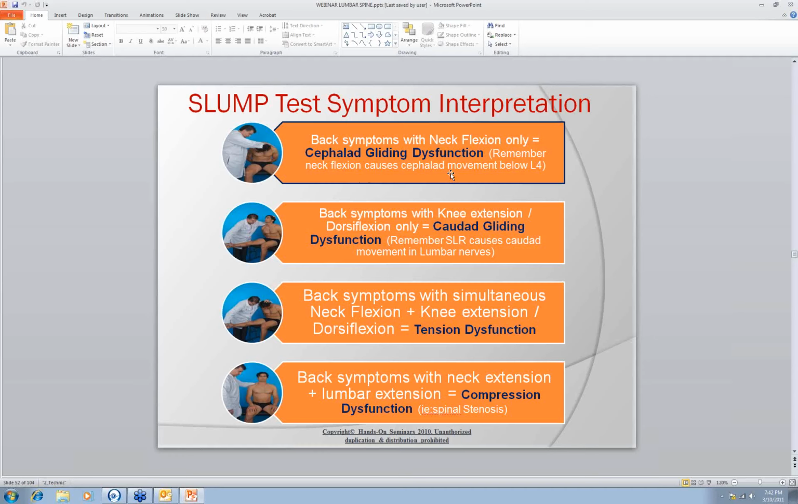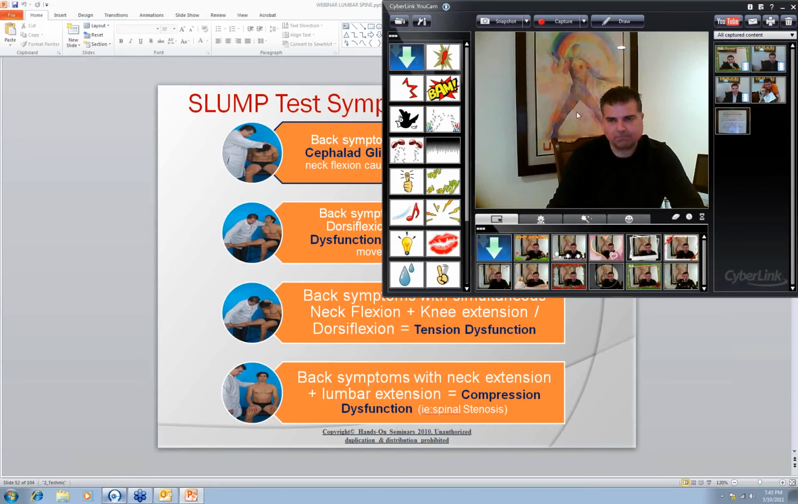Hang in there, try to understand it, and when you have a chance and you take one of our courses, we go through this in much more detail. If I have back symptoms with a simultaneous neck flexion and knee extension, then I call this a tension dysfunction. And of course, if I get back symptoms with neck extension and lumbar extension, then that is a compression dysfunction or spinal stenosis.